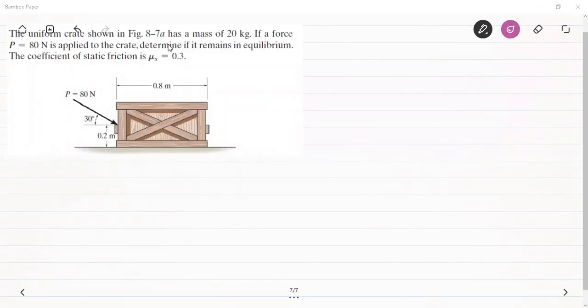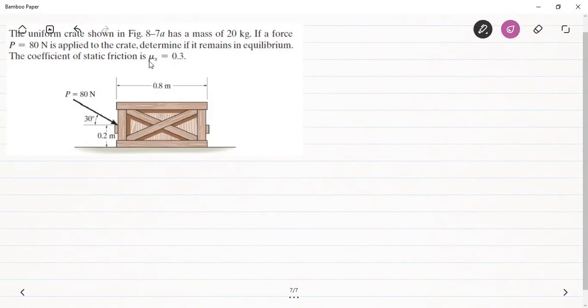There is another question. The uniform crate shown in the figure has a mass of 20 kg. A force P is applied to the crate, and we have to determine if it remains in equilibrium or not. The coefficient of static friction is given as 0.3. So in this question, the force has been given. We have to see whether the crate is in equilibrium or not. Let's see how we proceed for this question.